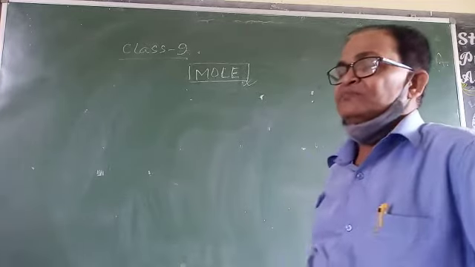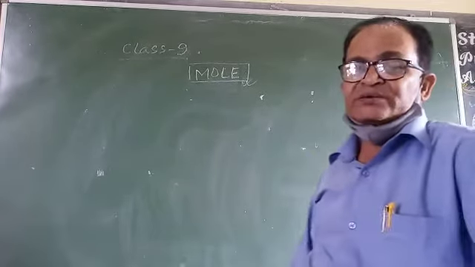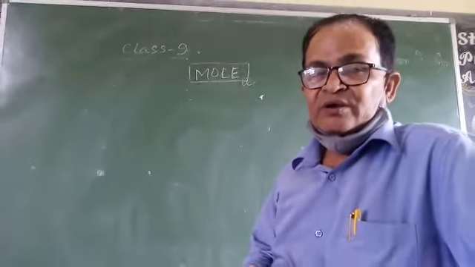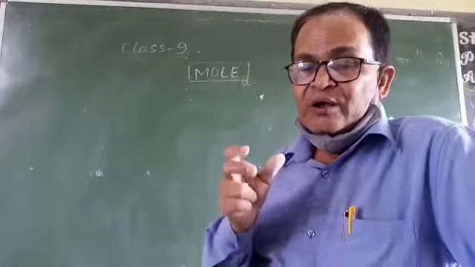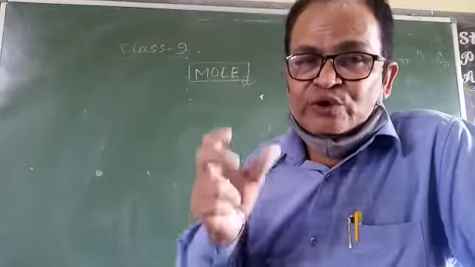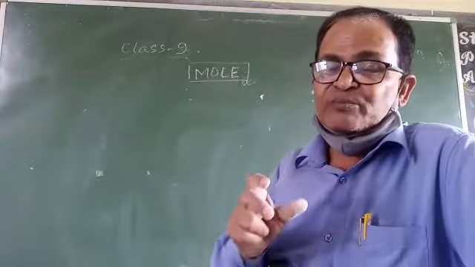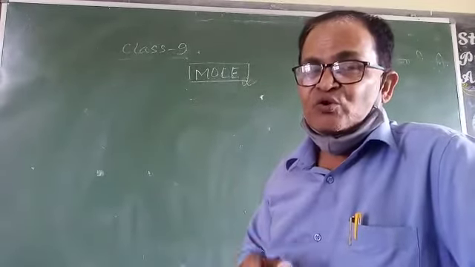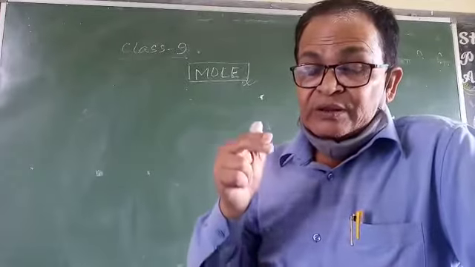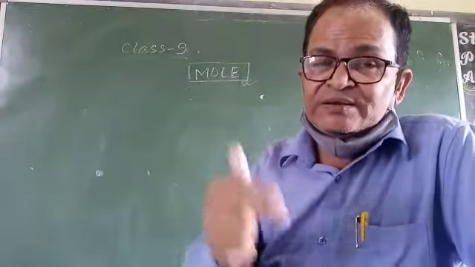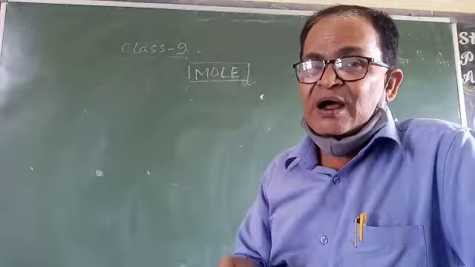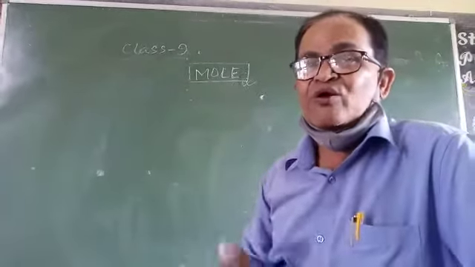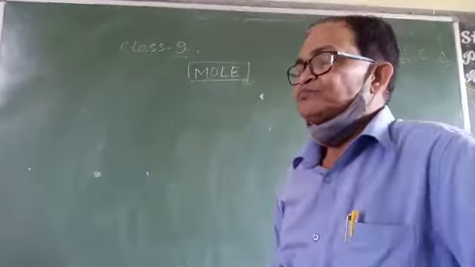For example, in banks, coins are weighed. To calculate the total amount, it is not possible to count the number of coins. So, the number of coins, that is the amount of coins, is expressed in terms of its weight or its mass.